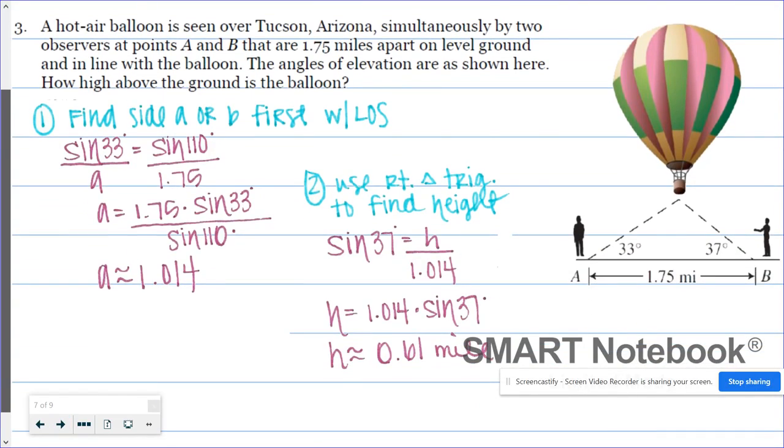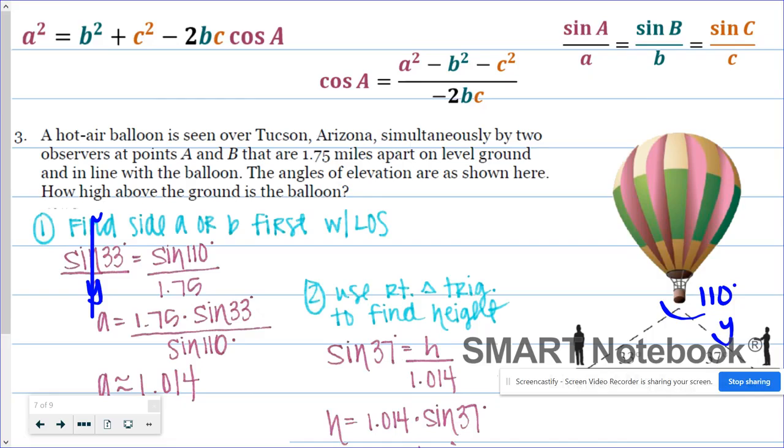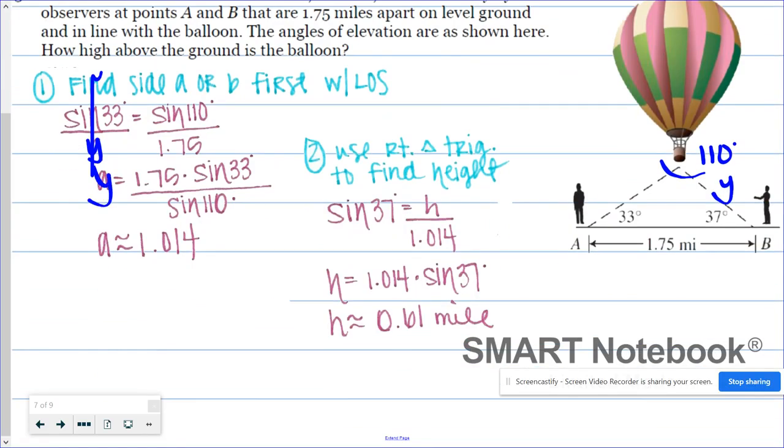Remember we determined that this was 110 degrees and that the law of sines can be used to find one of those missing sides. So it looks like I found this distance. I called it Y on the previous page, so I'm calling it A here. But I can use the law of sines to find side Y. I did that and I got 1.014. So that's this one right here.